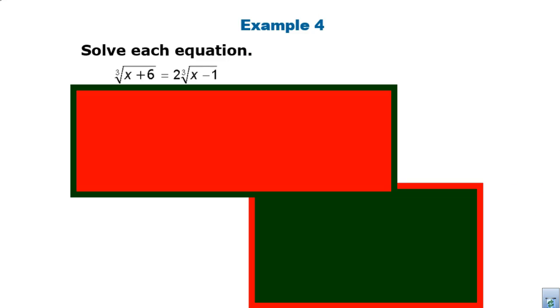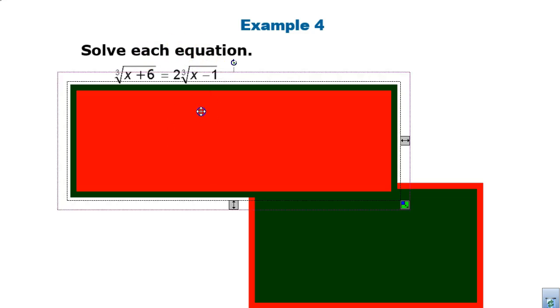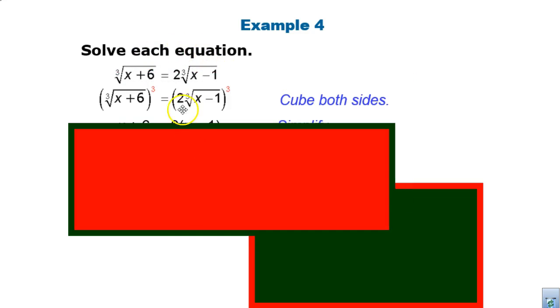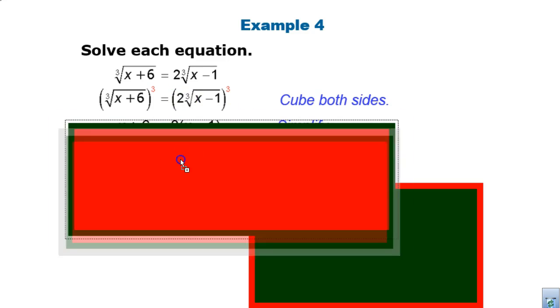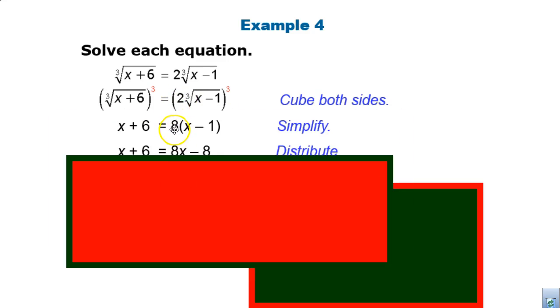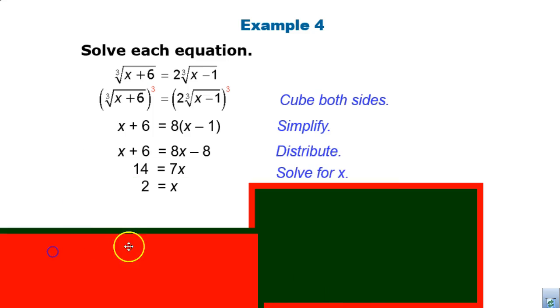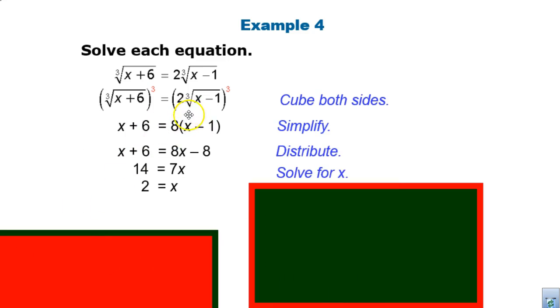Example 4. The first thing that we want to do with example 4 is notice that there is a radical on both sides. So we're going to have to raise both sides to the index, in this case 3. Again, when you raise a root to its index power, they cancel out. But anything that's not under the root has to be raised to that power. So 2 to the third power gives us 8. We simplify first by distributing 8 times x, 8 times negative 1 to give us 8x minus 1.